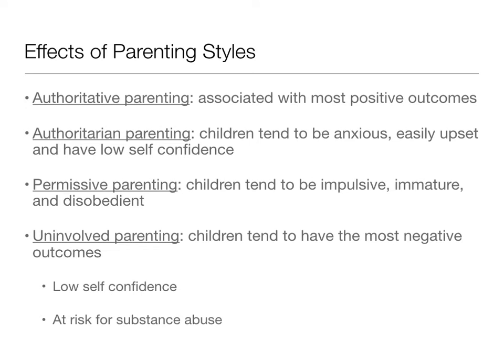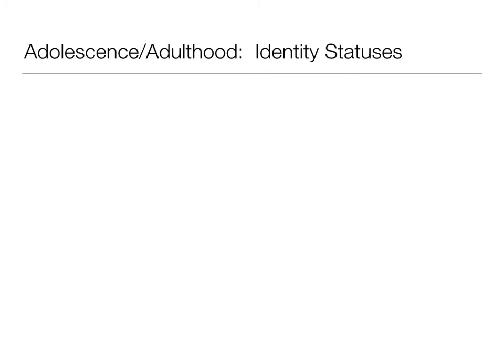Okay, so let's move on to adolescence and adulthood. In terms of social development, one of the major things that's going on in adolescence and adulthood is identity status. This is different than a sense of self. The sense of self was just that you're an autonomous being, recognizing that you are different than other people in infancy and childhood. Identity status is really more who you say you are.